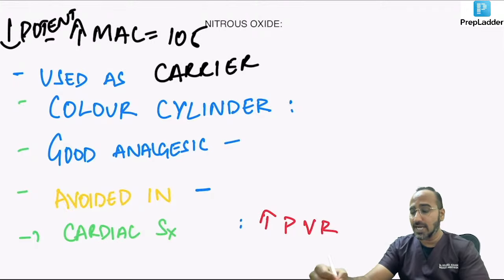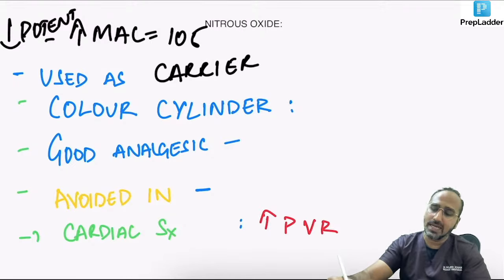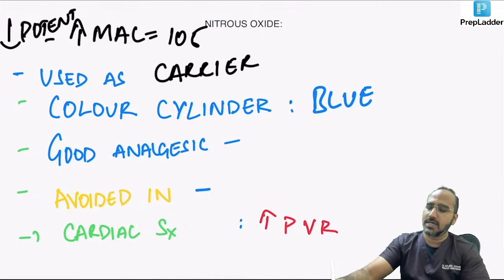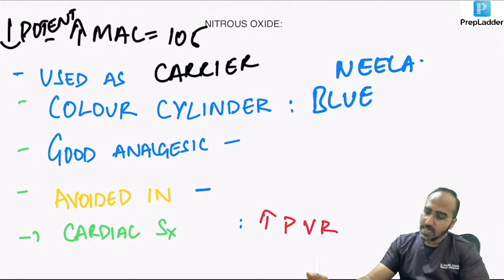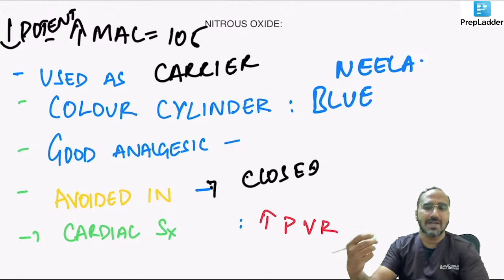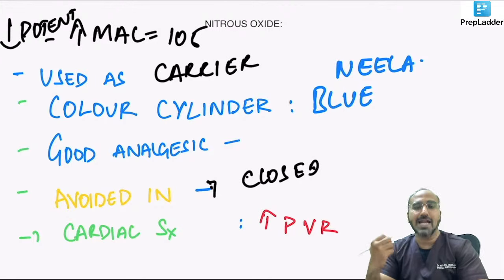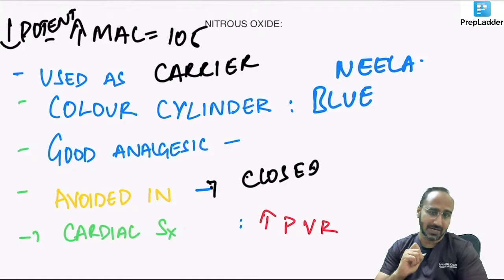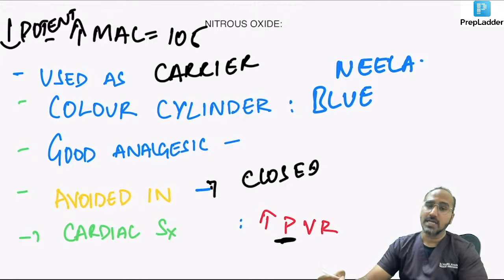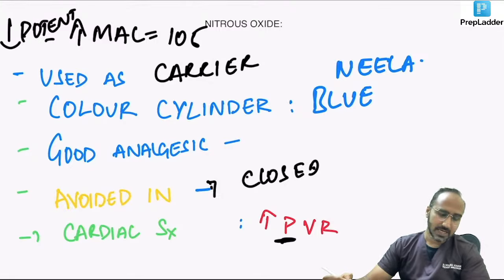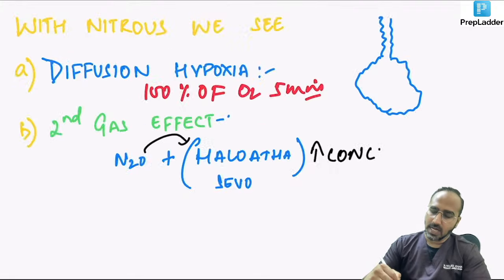What is the color in which nitrous is stored? Nitrous is stored in a Neela cylinder, that is a blue color cylinder. Nitrous means Neela, blue color cylinder. Okay. Next, nitrous is a very good analgesic. Apart from that, you also need to remember nitrous is avoided in what patients? It is avoided in closed loop surgeries. Why? Because it will expand the air containing cavities, as well as it is avoided in cardiac surgeries as it increases the peripheral vascular resistance.